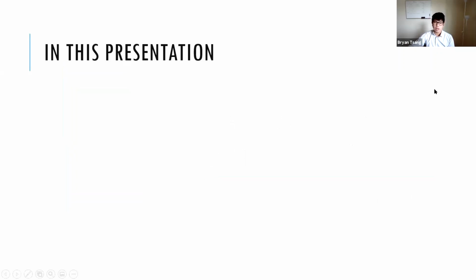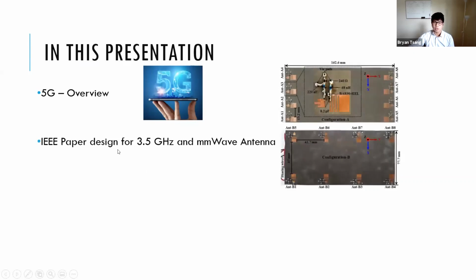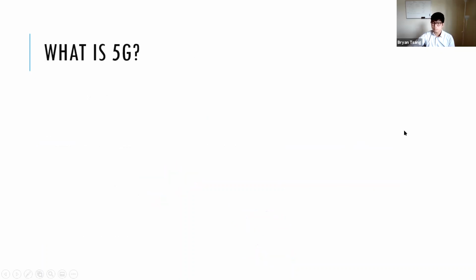In this presentation, I'll go over a 5G overview specifically for smartphones, just so we have a better understanding of how the antenna design works and why it's designed that way. And then I'll talk about the IEEE paper's design that I chose, which operates at 3.5 gigahertz and 28 gigahertz. Following that, I'll show you guys my simulations and compare the results. And I'll end with some future improvements, like what I'd work on if I had more time.